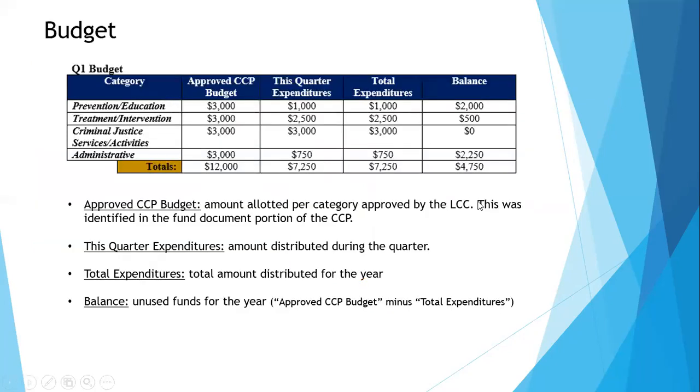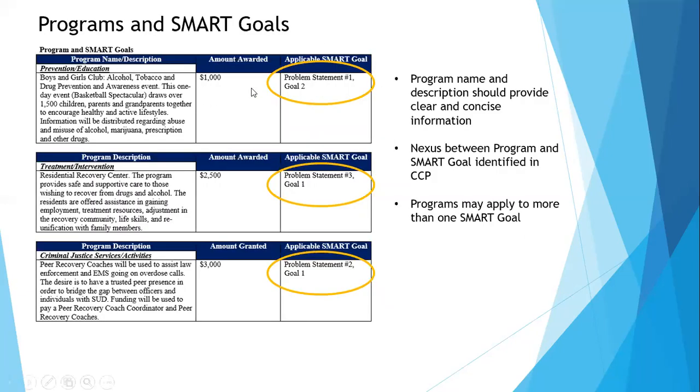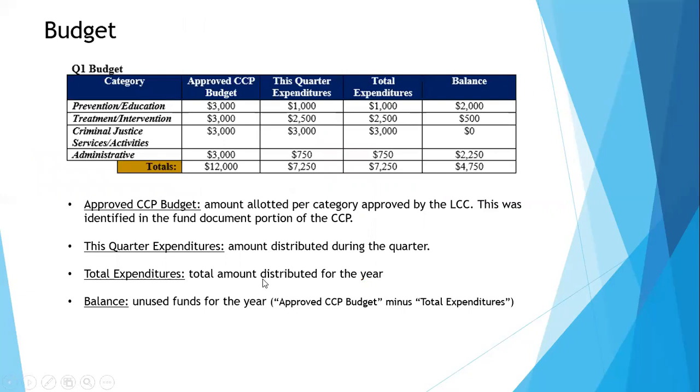All right, moving on to the budget. Right here, what you're seeing is the first quarter budget based upon the programs that you saw in the previous slide, which I will go back to real quick. We have 1,000 in prevention, 2,500 in treatment intervention, and 3,000 in justice services. So we have gone ahead and, right here under this quarter's expenditures, we've listed those numbers out.